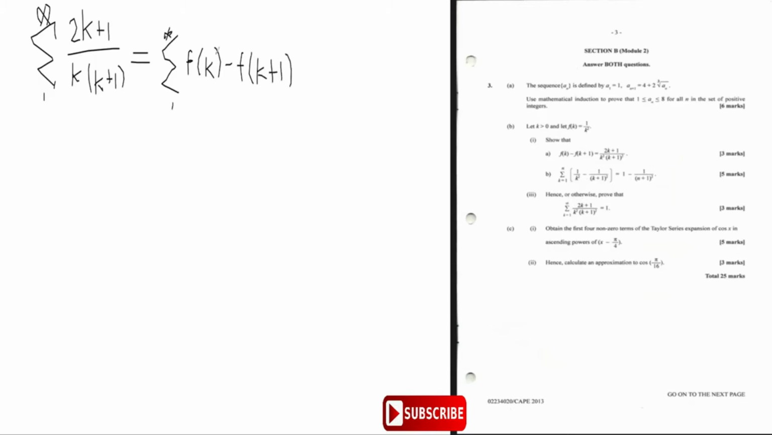But remember, the sum from 1 to infinity of f of k minus the sum from 1 to infinity of f of k plus 1, all of this we had just evaluated, and we found that it is equal to 1. So all you're really asking us for, remember, we're just finding the sum from 1 to infinity.